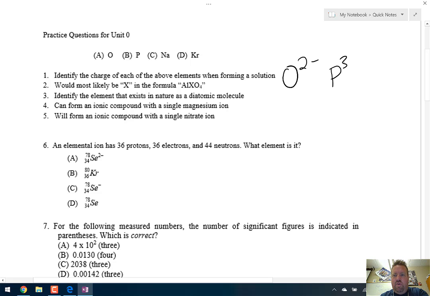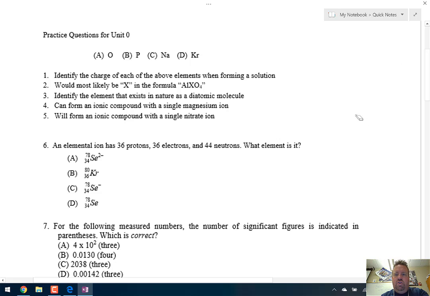Phosphorus is 1 more over, so phosphorus is P3 minus. Sodium needs to lose 1 electron to become like a noble gas, so it is Na+. And then krypton, because it is a noble gas, has no charge associated with it. It would not have a charge at all. Okay, so those are the charges of each of those elements.